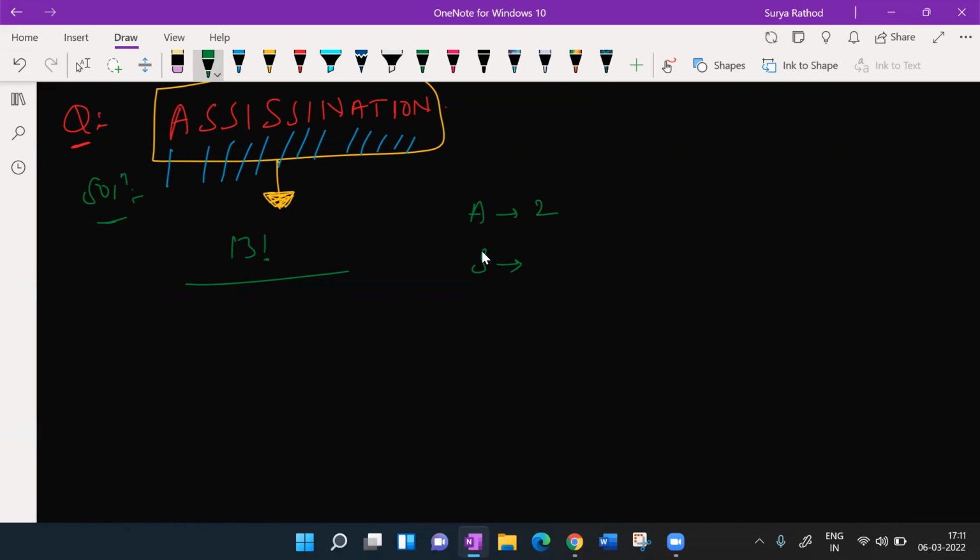Three A's. And how many S? Four S. How many I's? Three I's, okay, very good. And how many N's? Two. Then what is repeating? These are the repeated letters. So three times repeating is three factorial, four times repeating is four factorial, I three times repeating is three factorial, and N two times repeating is two factorial.